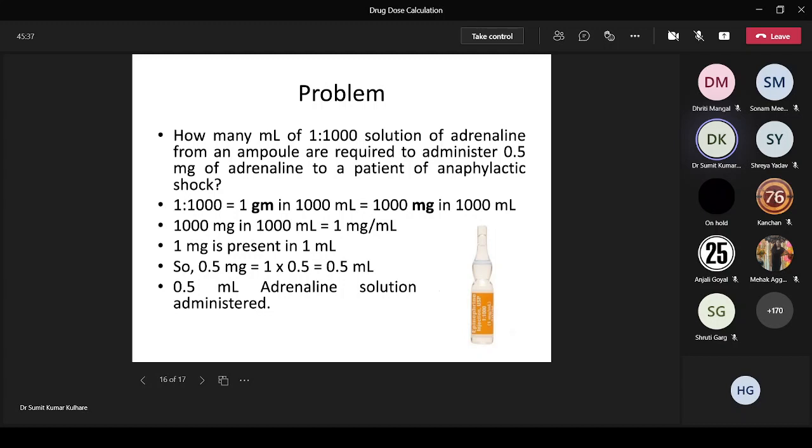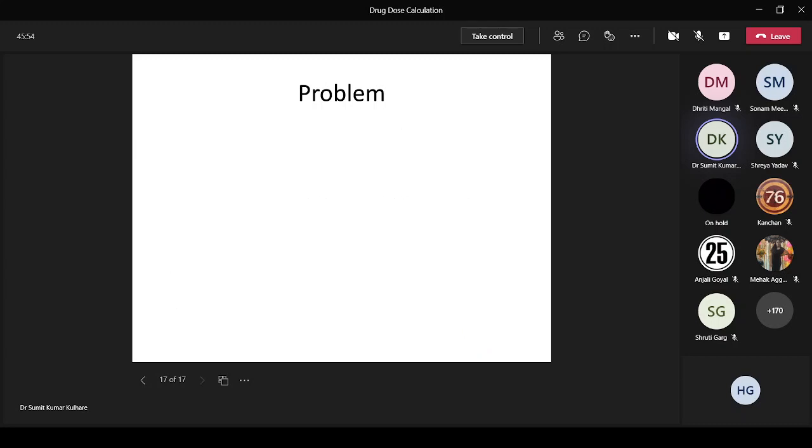But if you are not aware how to decode this ratio, all your theoretical knowledge would be futile. So this is an important formula to remember. Similarly for percentage.